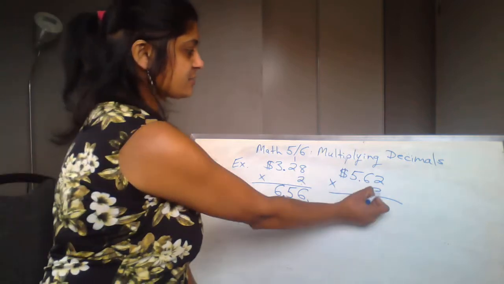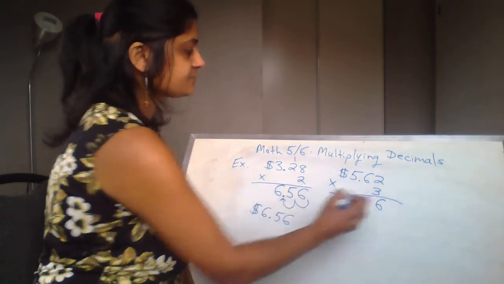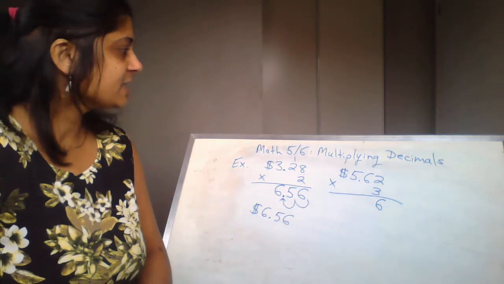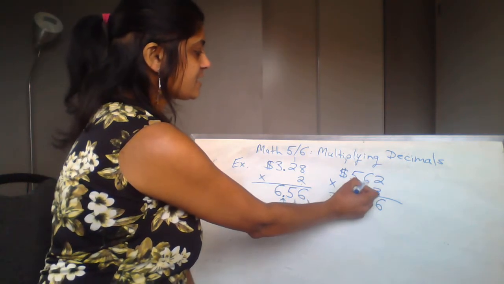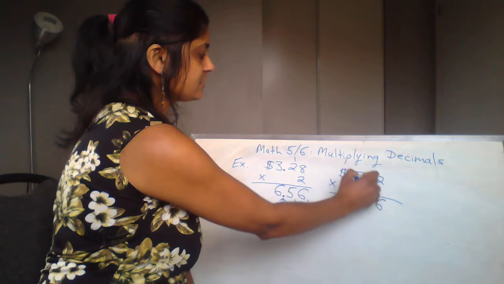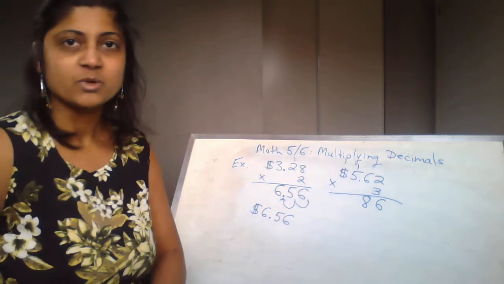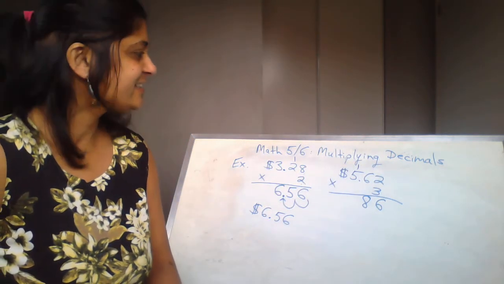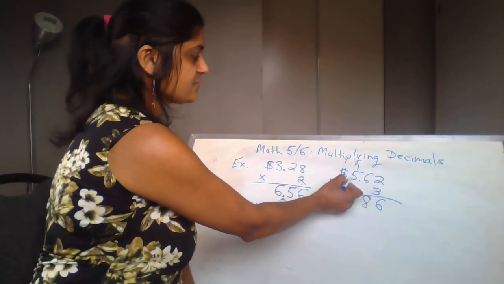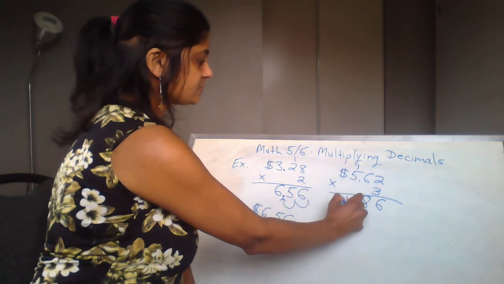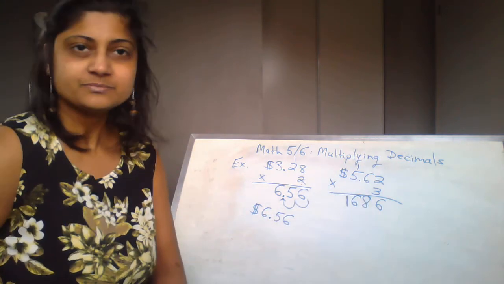We're going to do 3 times 2, which is 6, okay? Then go to the next 2 numbers. We're going to multiply it. So 3 times 6, which is 18. 8, and then carry the 1 over, okay? And lastly, you're going to multiply the last numbers. So I'm going to do 3 times 5, so 15, plus 1, which is 16, okay?